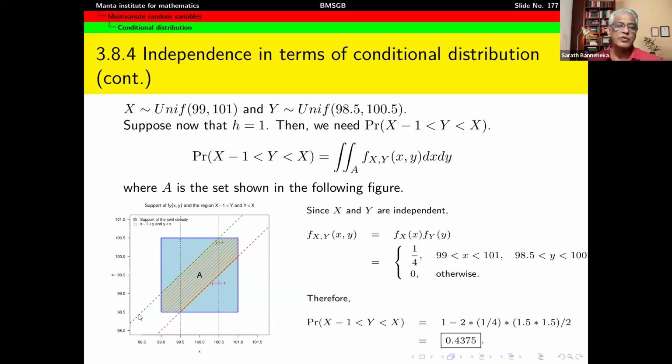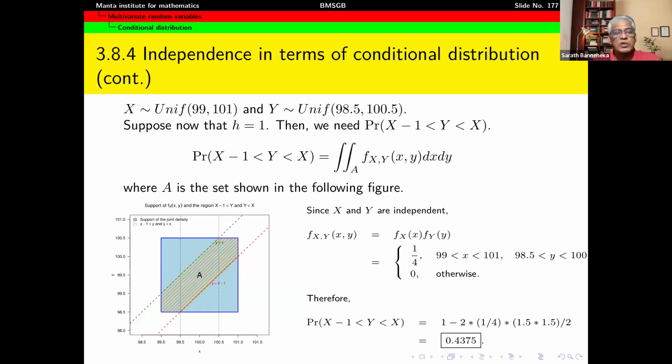So in this picture, I have drawn the y equal to x line as this blue dotted line. Y equal to x minus 1 is this orange dotted line. So therefore, this A here, the area on which we want to integrate the joint density, will be given by this sub-region indicated with the angled line in orange color here.